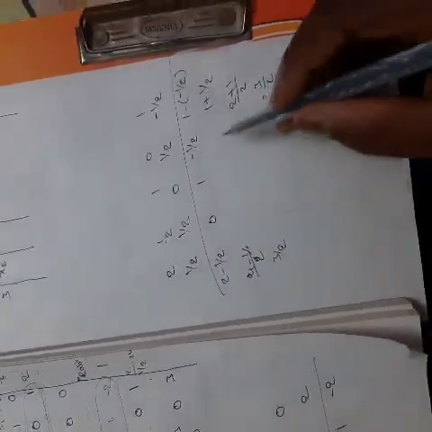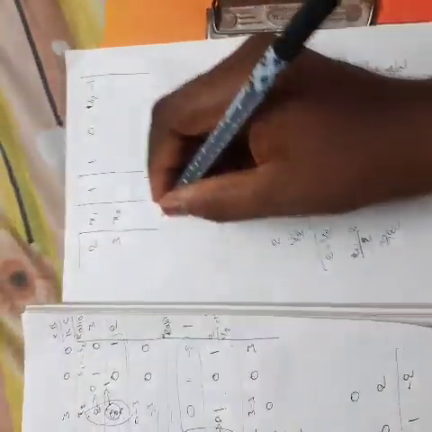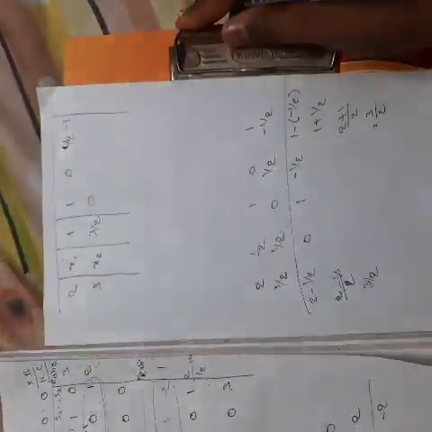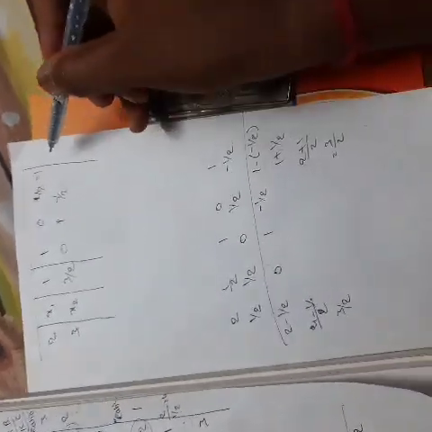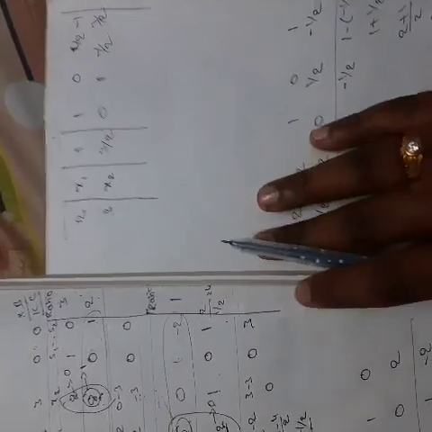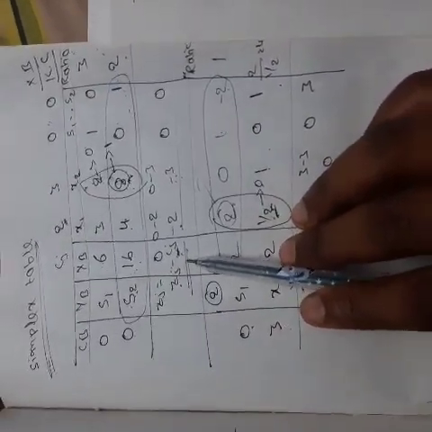So write these remaining values here. First value is 3 by 2, second value is 0, third value is 1, next value is minus 1 by 2, and the last value is 3 by 2. After writing this, again the same procedure: we have to calculate Zj and then Zj minus Cj and look into it.